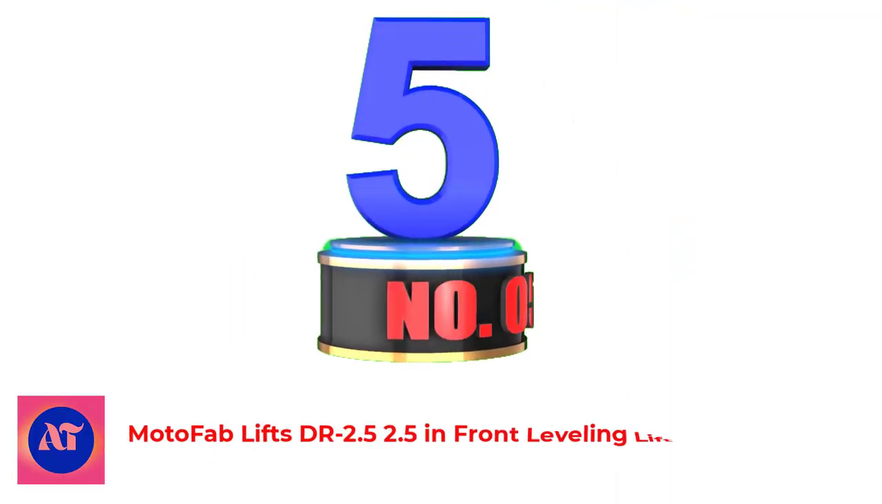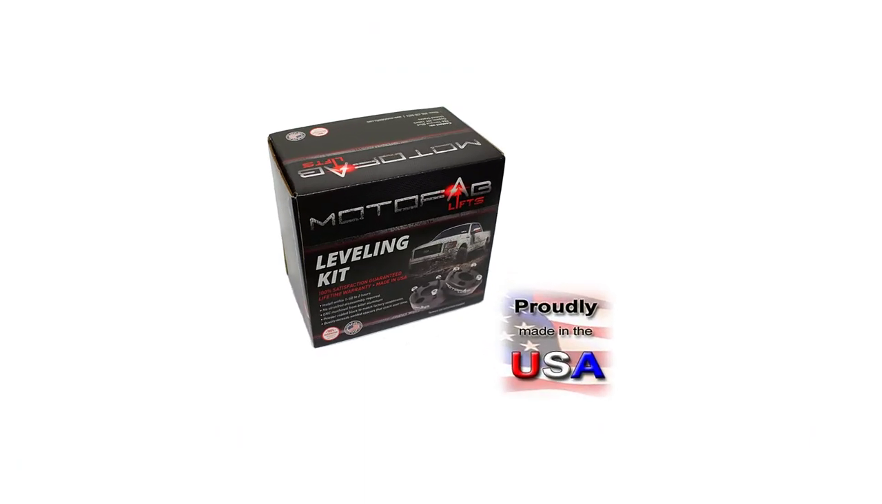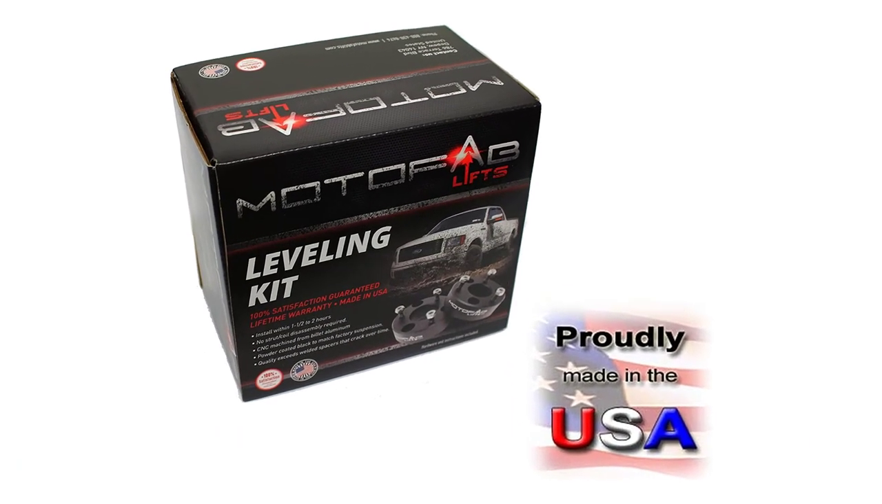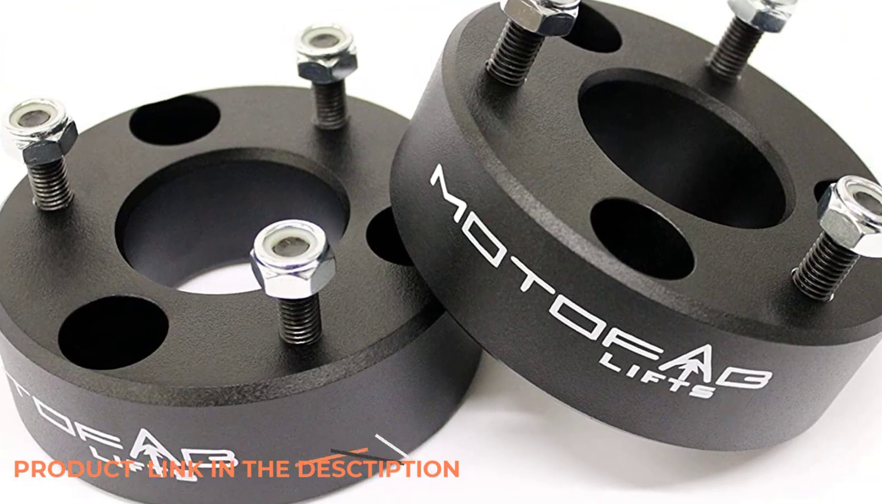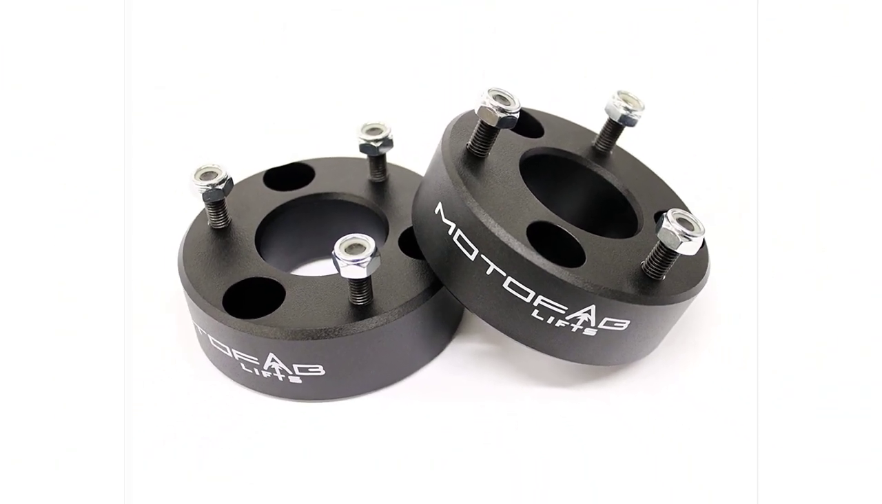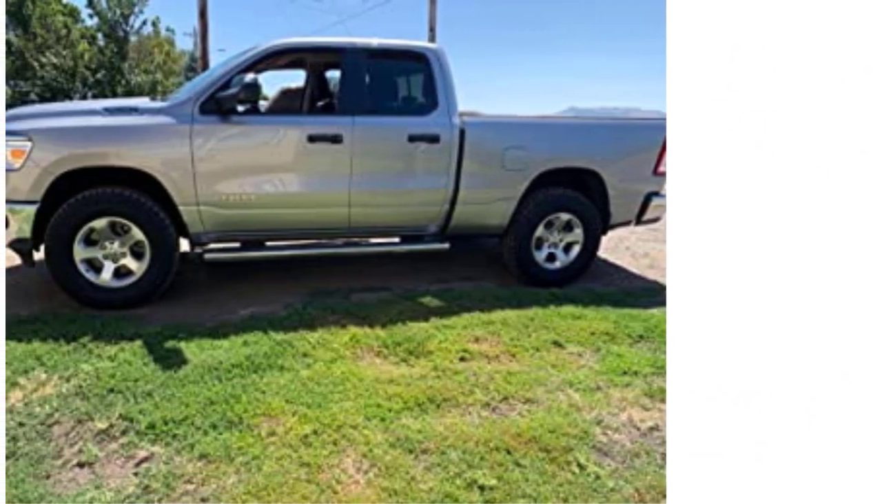Number 5. MotoFab Lifts DR 2.5 2.5 in Front Leveling Lift Kit. MotoFab lifts are the real definition of efficiency when it comes to car modification. It can take only 1 to 2 hours to install the leveling lift. The lift kits have been laser cut out of billet aluminum, which is strong and durable. The lift kit is powder-coated to match the factory suspension for an even and elegant look.